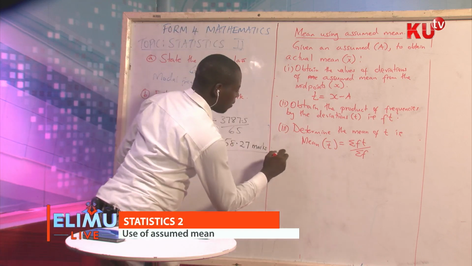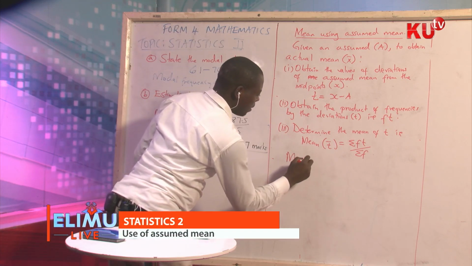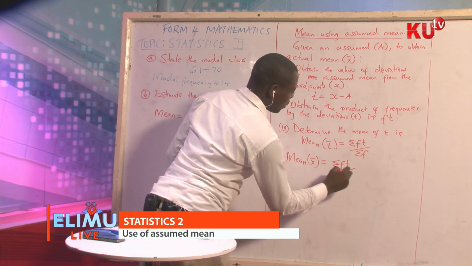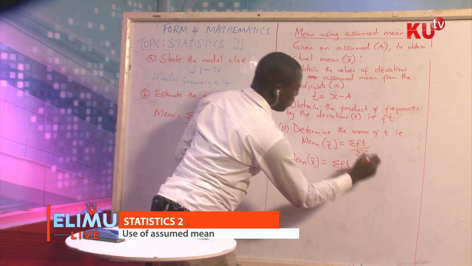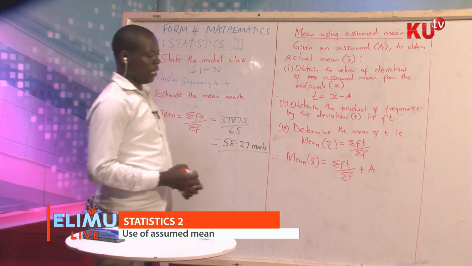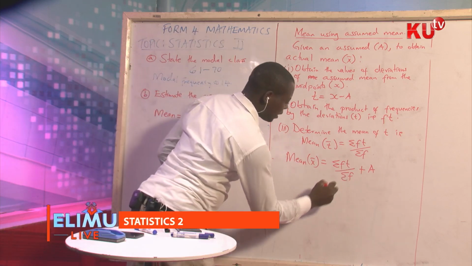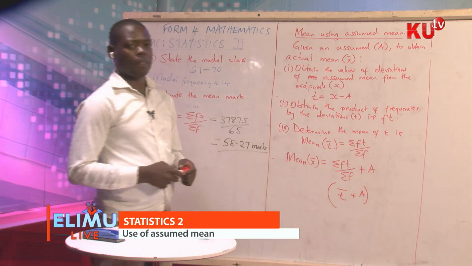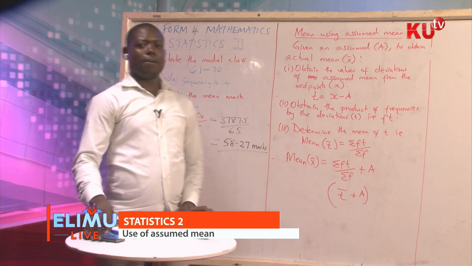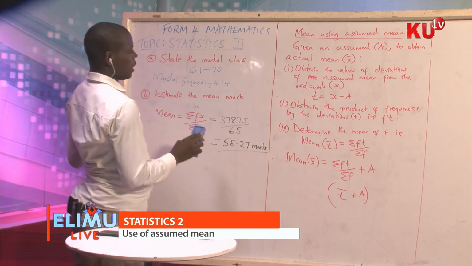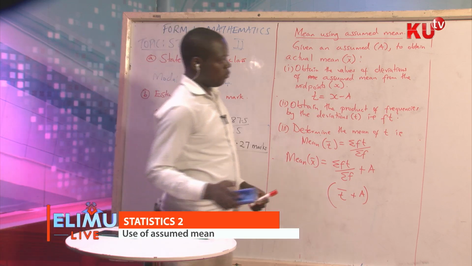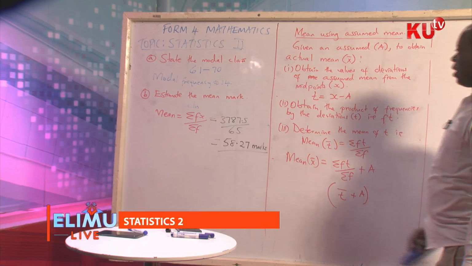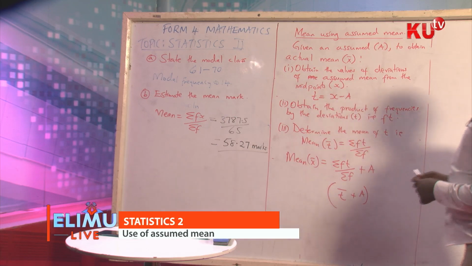And finally, the mean of X becomes the mean of T; we add the assumed mean. This can be represented as the mean of T plus the assumed mean. So those are the steps that we shall need to follow as regards the determination of mean using the assumed mean.